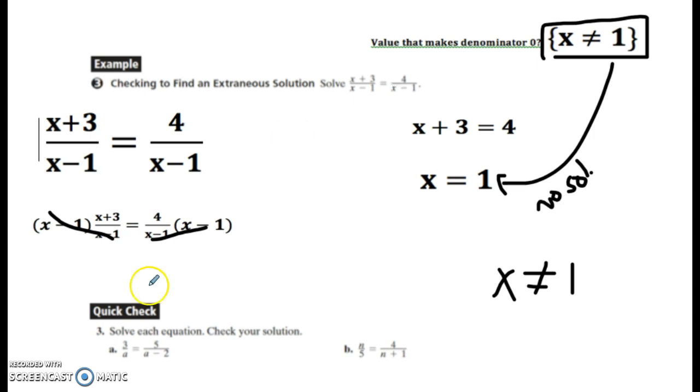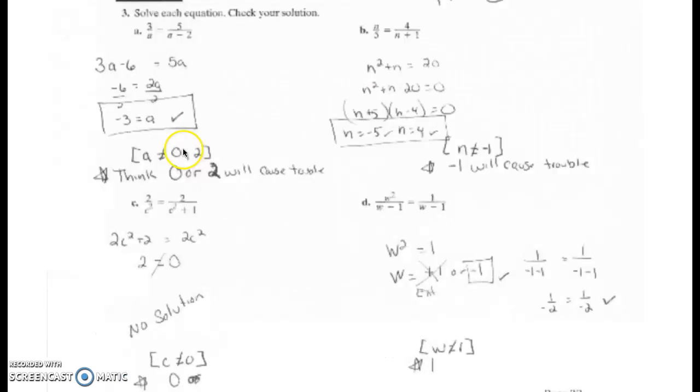Go ahead and try the next two quick checks and restart the video when you're ready. When we solve the equation, we get a equals -3. Our two values that a cannot equal would be 0 and 2. So in this case, a is -3 is a great solution. In B, as we solve this, we get n equals -5 or n equals 4.